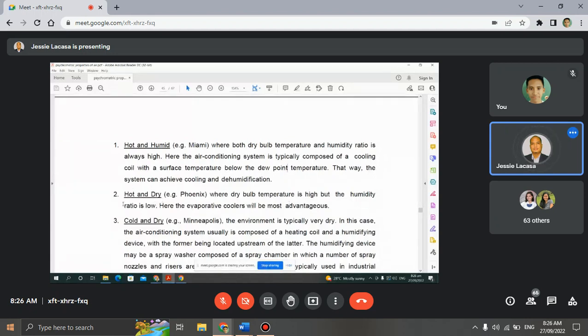Then another. So, number 2, hot and dry. Hot and dry. Example ang lugar is Phoenix. Kasi nakaari na.